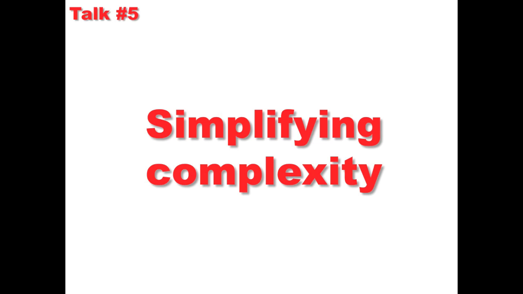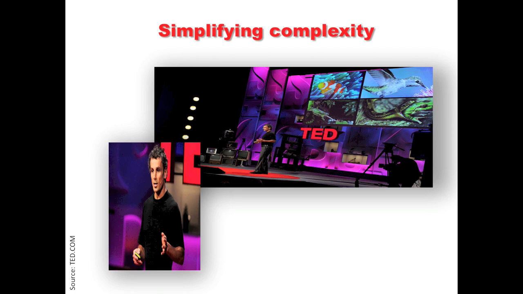Simplifying Complexity is the title of Talk 5. And this talk discusses how we can use computer illustrations to simplify complex systems that occur in the world today. So for this talk, the presenter's name is Eric Berlow, and Eric Berlow is an ecologist and network specialist.